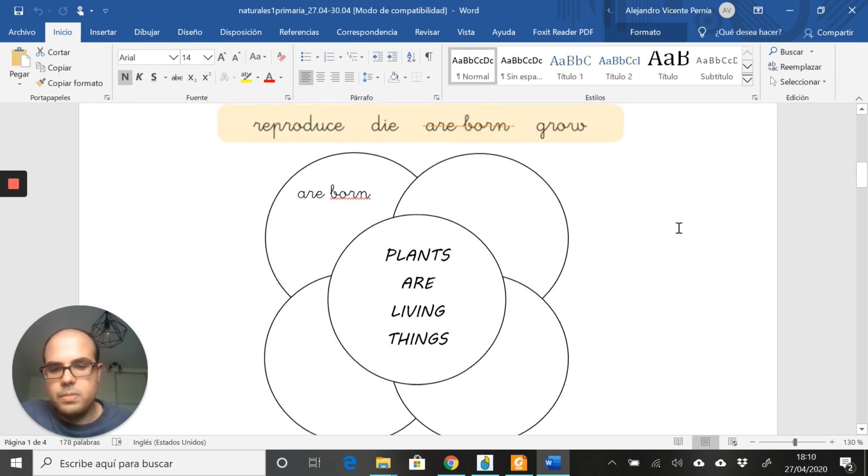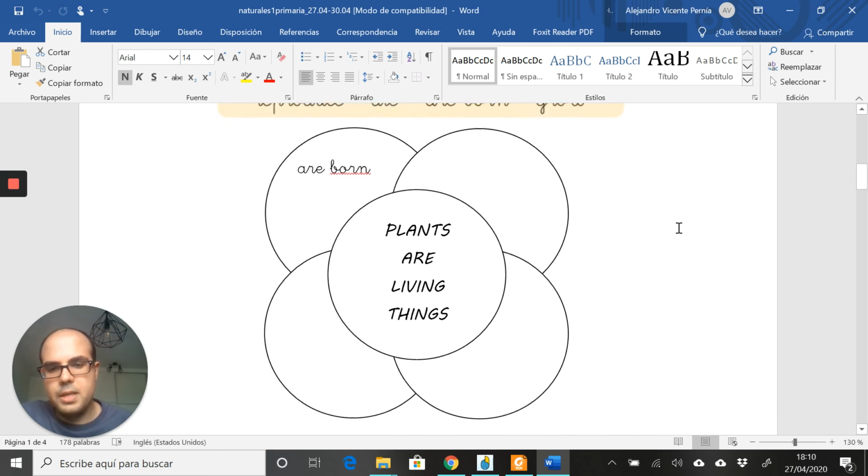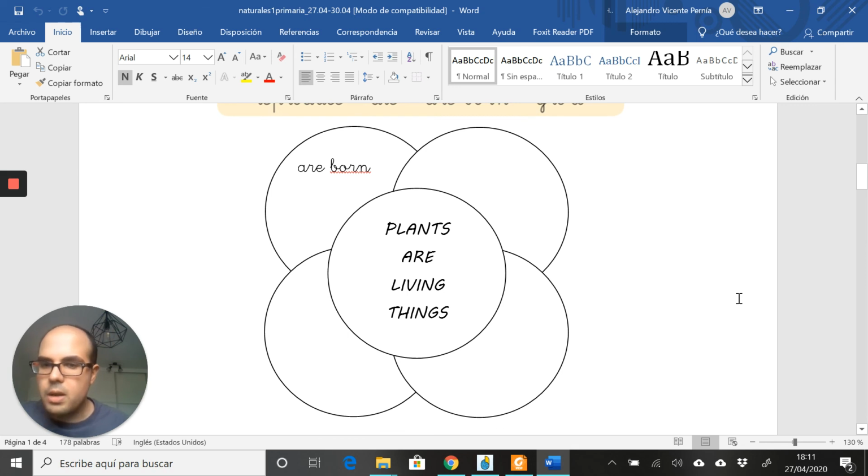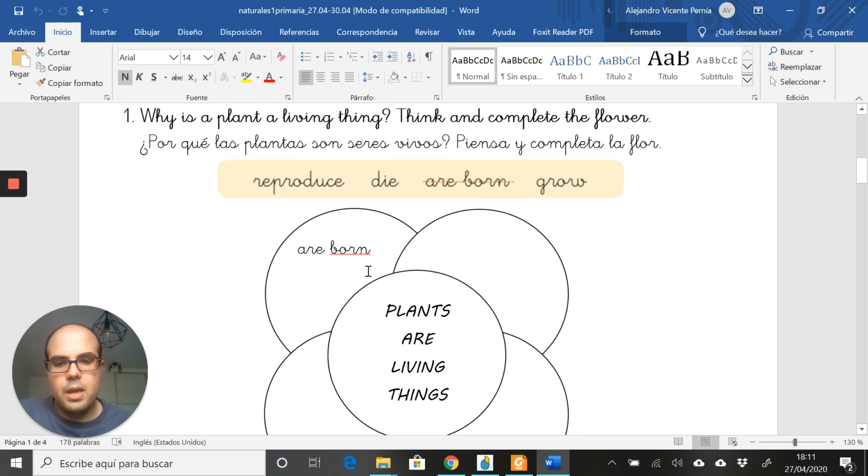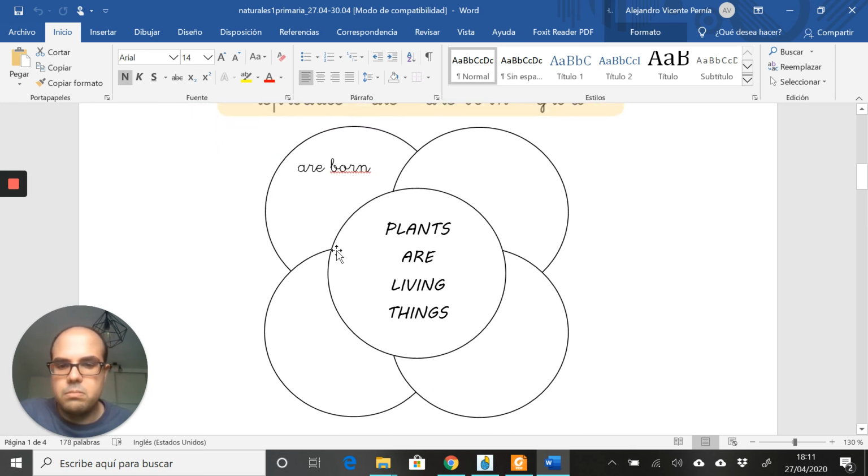Okay, so next you have to complete this mind map, this flower, with the characteristics of plants as living things. So you have to do it on your own.